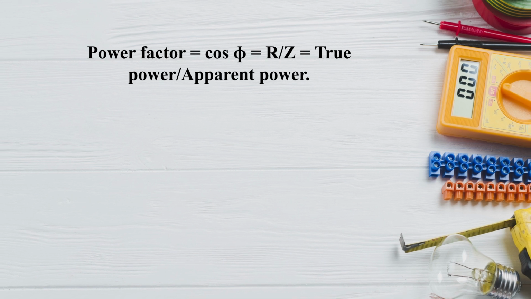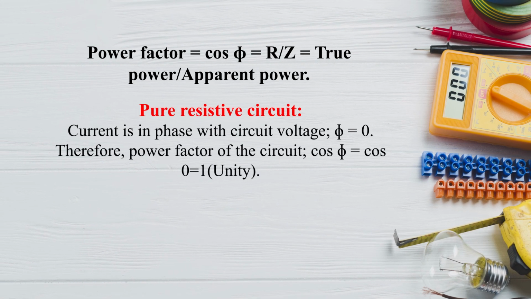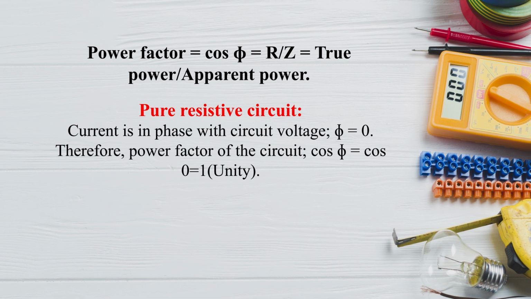In the case of a purely resistive circuit, current is in phase with the circuit voltage, that is phi is 0. Therefore, the power factor of the circuit is equal to what? Cos phi is equal to 1. So you can say it is a purely resistive circuit, because in the case of a resistive circuit, the phase angle between voltage and current is 0.